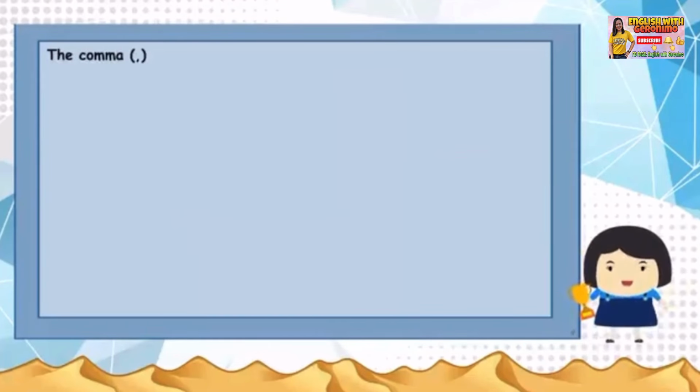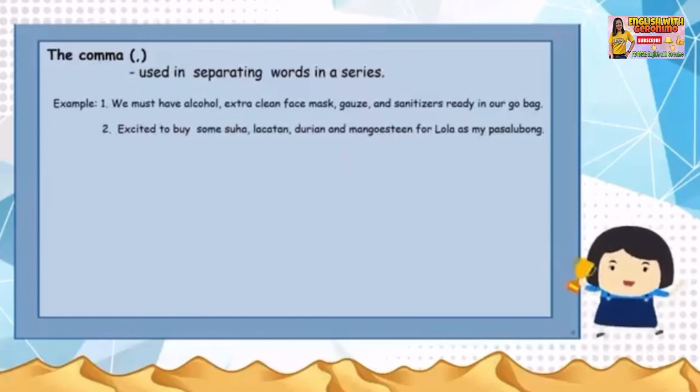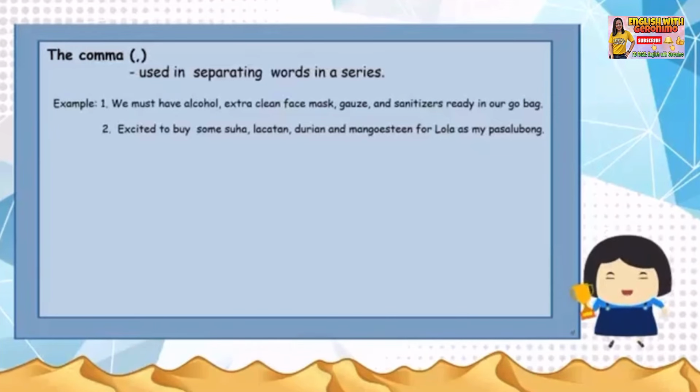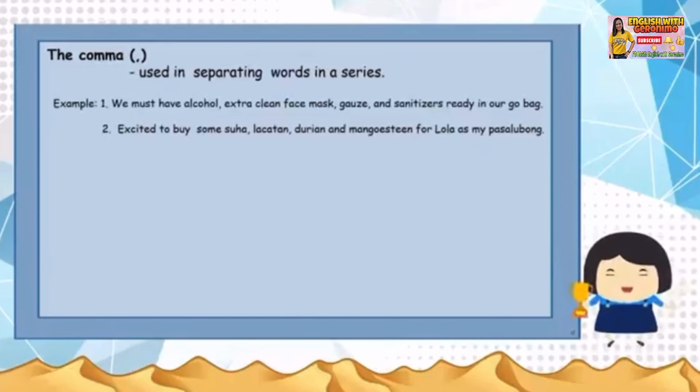The comma, used in separating words in a series. Example, we must have alcohol, extra clean face mask, gauze, and sanitizers ready in our go bag. 2. Excited to buy some suha, lakatan, durian, and mangosteen for Lola as my pasalubong.